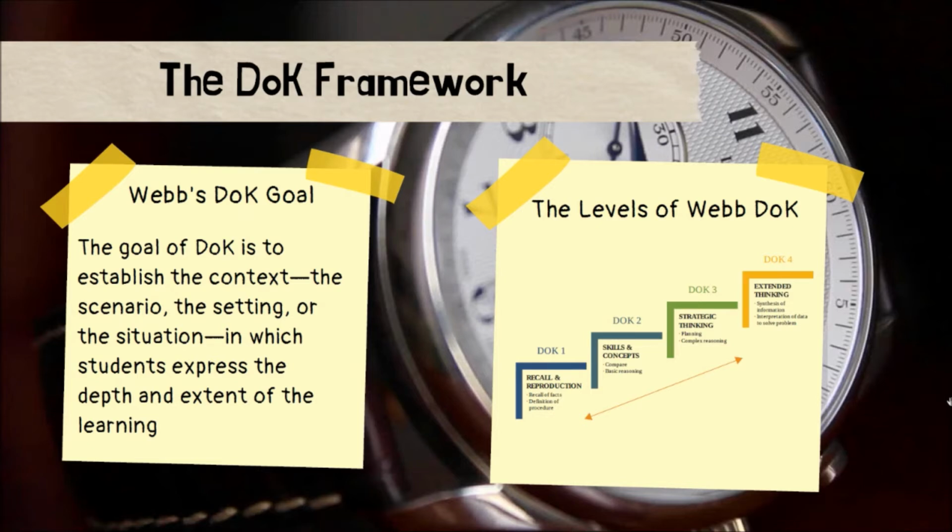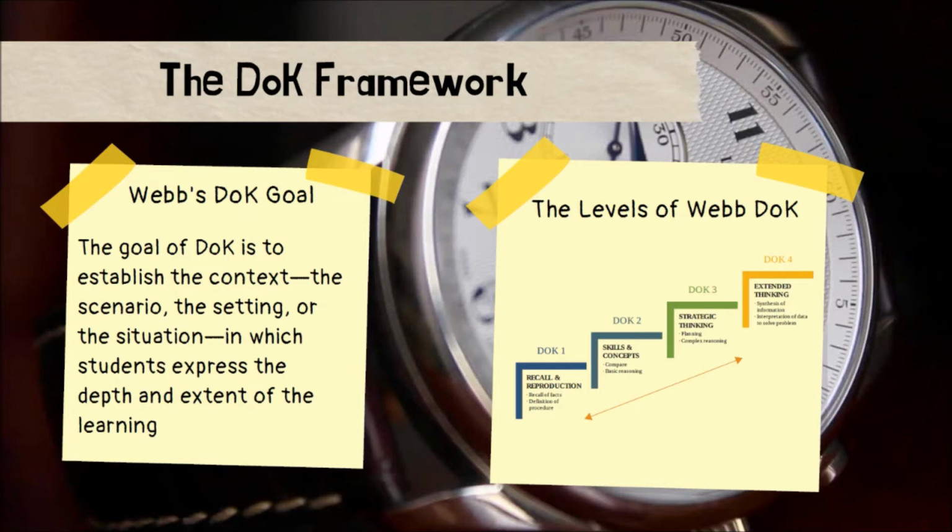Now, the goal of Webb's depth of knowledge is to establish the context, the scenario, the setting, or the situation in which students express the depth and extent of their learning. So as you can see here, we have depth of knowledge 1 all the way up to level 4. Depth of knowledge 1 is recall and production. That's where you recall facts or the definition of the procedure.